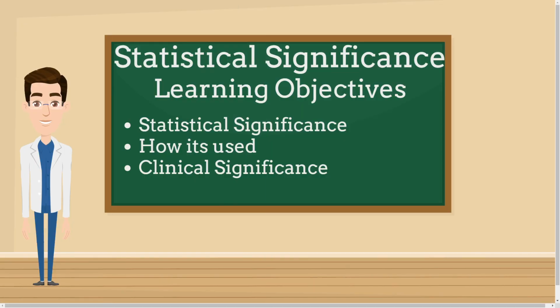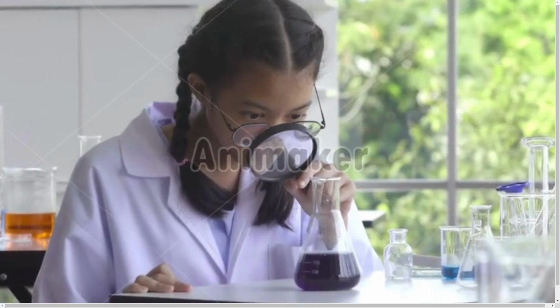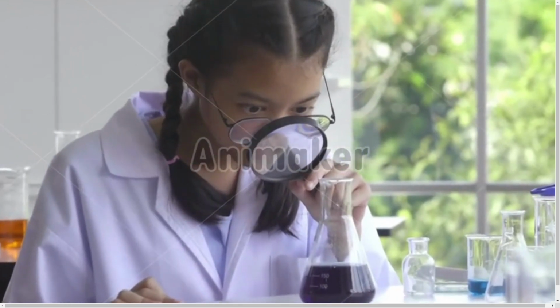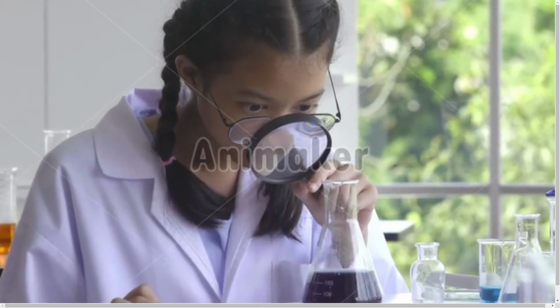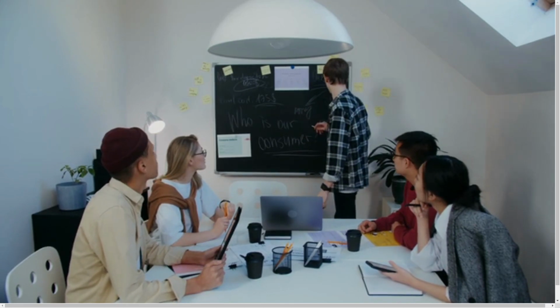The learning objectives are: understand what statistical significance is, how it is used in a clinical paper, and learn the value of clinical significance. A clinical study is no different than the science experiments we did in high school. Ultimately, they want to know if their idea changes the outcome.